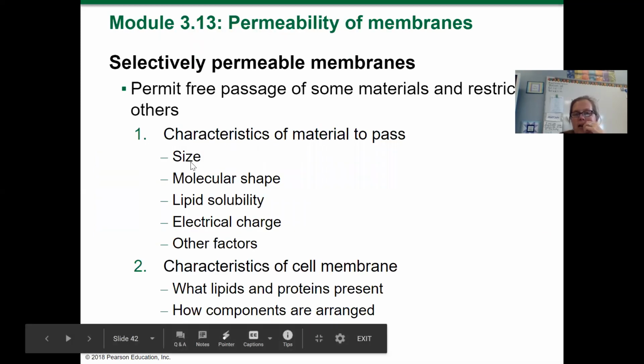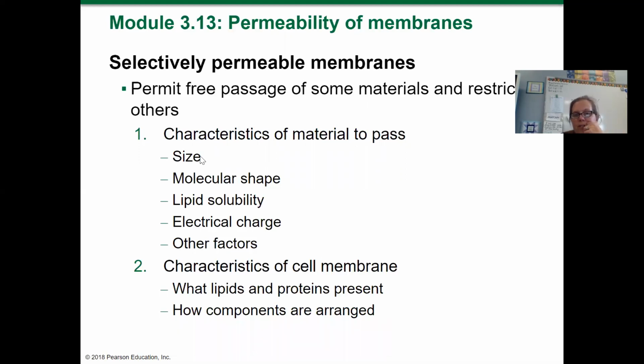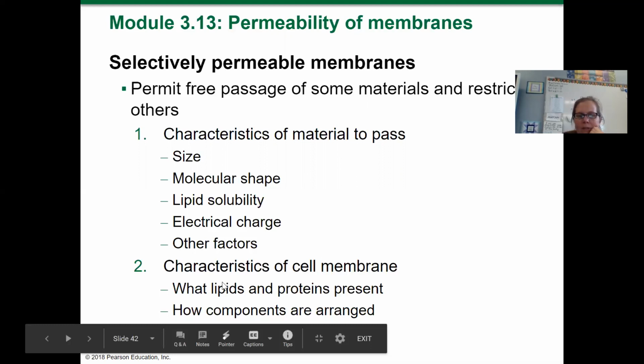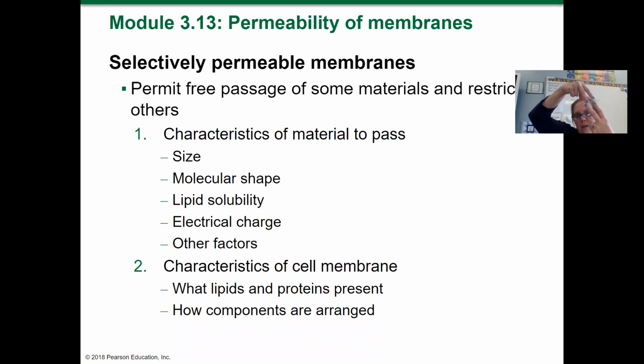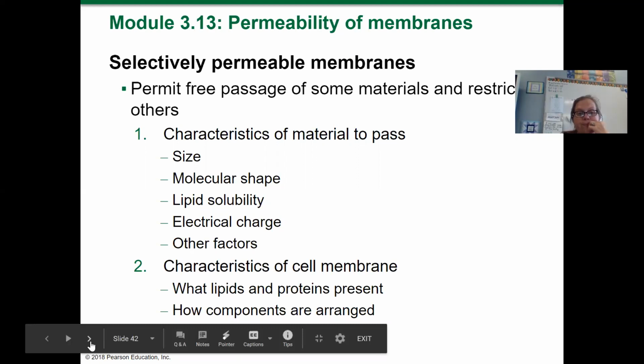Some characteristics of materials: the size, the smaller molecules can certainly pass through, the shape, the solubility, the electrical charge, and some other factors. So that's why some of them can get in and some of them can't. The cell membrane characteristics: we have lipids and proteins present, which means that some of these characteristics can pass and some of them cannot. And then how it's arranged. It was arranged with the two tails of the phospholipids facing each other, and then the two heads on the inner and outer surface.